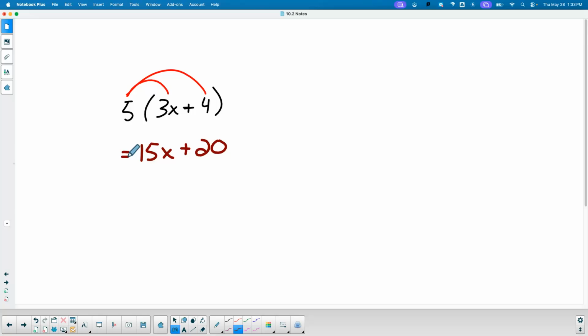But if you have a binomial, like 3x plus 4, and you multiply it by another binomial, let's say x minus 2, it's called a double distributive property, or if you're old school like me, you call it FOIL. So you take this 3x and you distribute it in there.